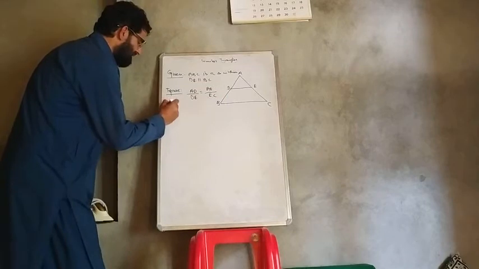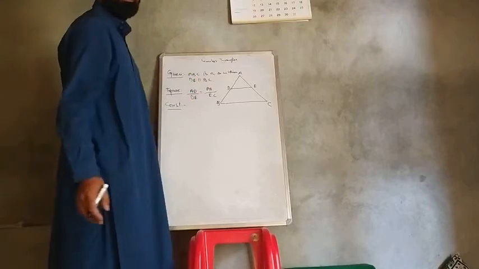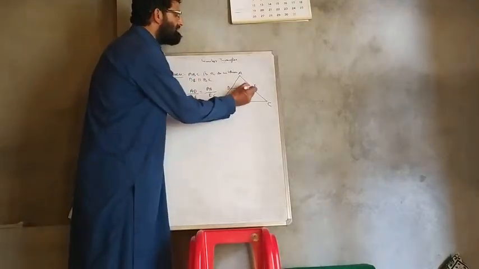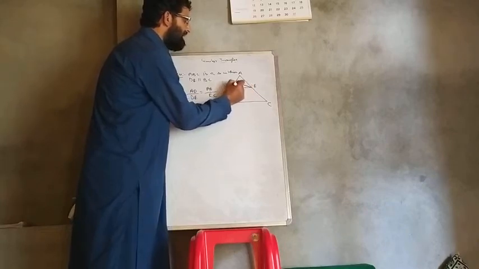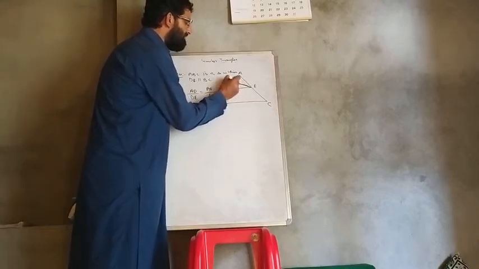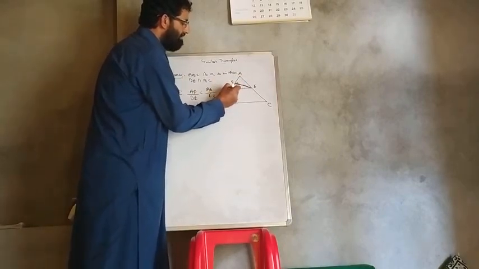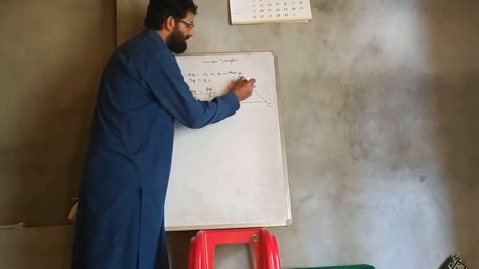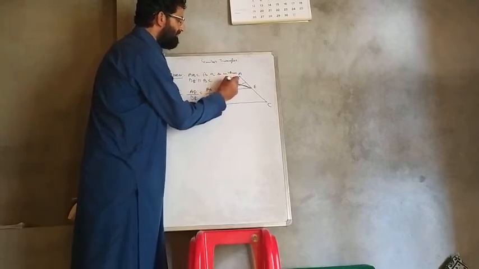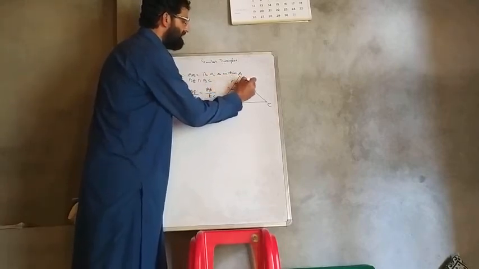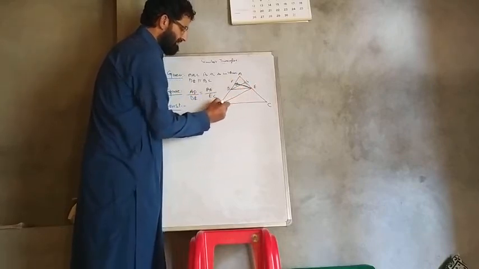Now construction. Construction is anything which you add in support of your proof. Suppose we draw a line segment EG perpendicular to AB, and from point D we draw another perpendicular, this EF, and this is DG, which is again perpendicular to AC.